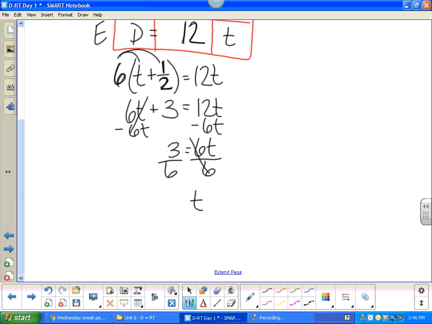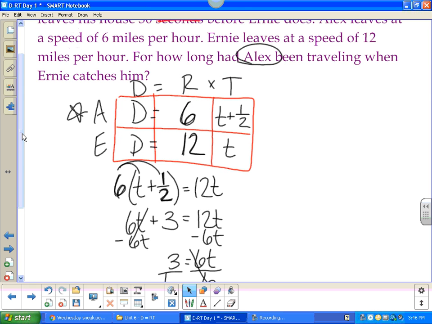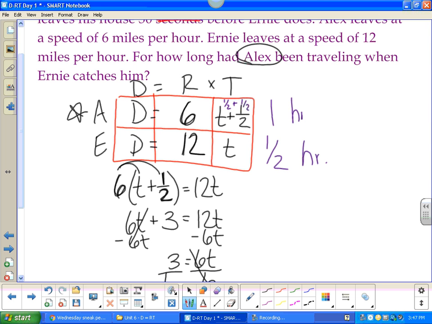And then I don't divide by 3, I divide by 6 because that's what's with the t. All right, and we've talked about this. What happens when the bigger number's on the bottom? That means I'm going to get a fraction. And 6 over 3 reduces to 1 over 2. So the time is 1/2. So then I come in here and say, okay, he's a half. And then what's a half plus a half. Well, that's 1. So this is half an hour, and this is 1 hour. It wanted Alex, so we go with the 1 hour.